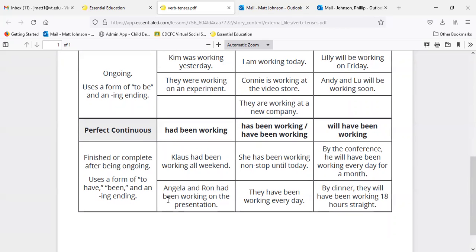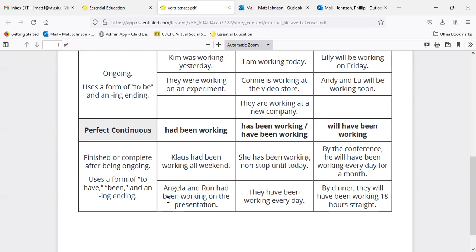She has been working nonstop until today. Okay, in the present perfect continuous, or they have been working every day. And then the future tense, will have been working. By the conference, he will have been working every day for a month. Or by dinner, they will have been working 18 hours straight.